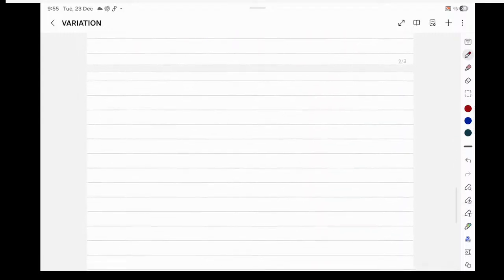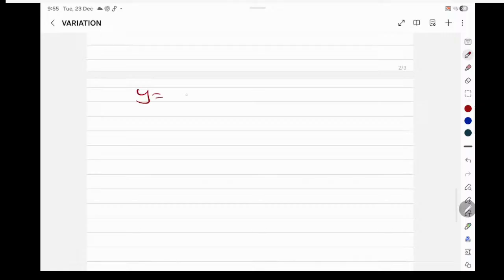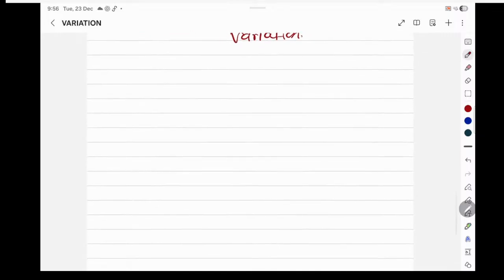So today I discuss the graph questions here. I give you y is equal to x square. So this is the graph of direct variation.